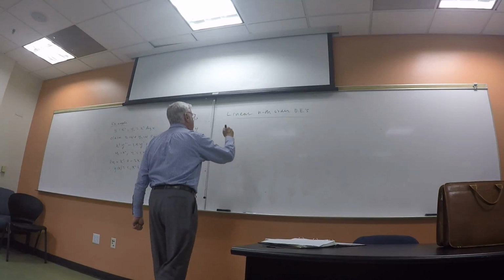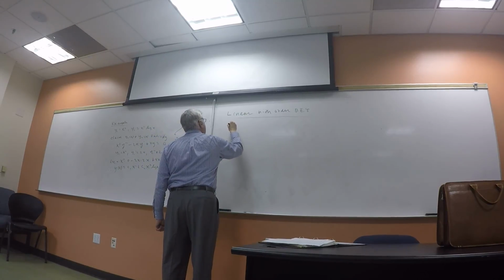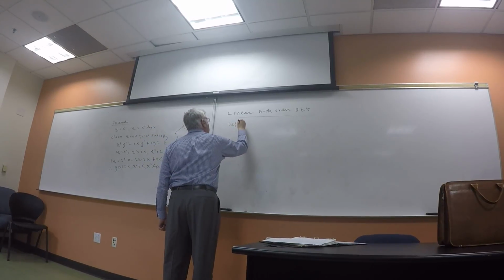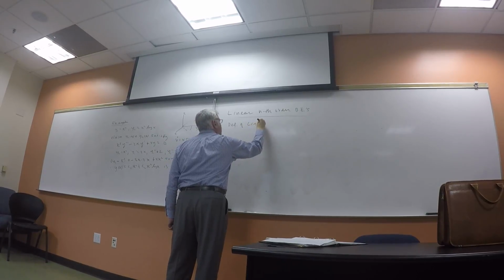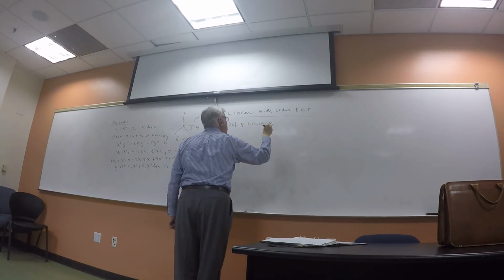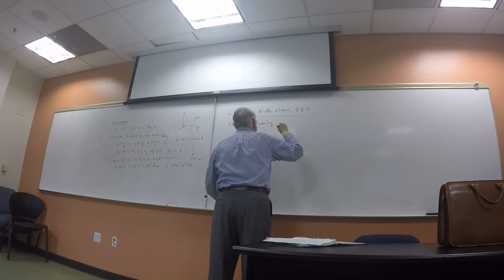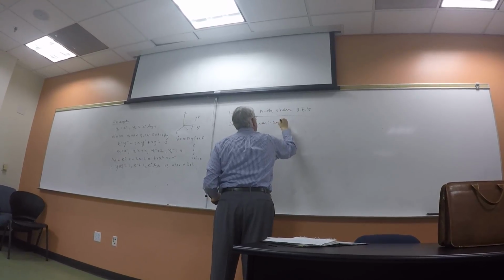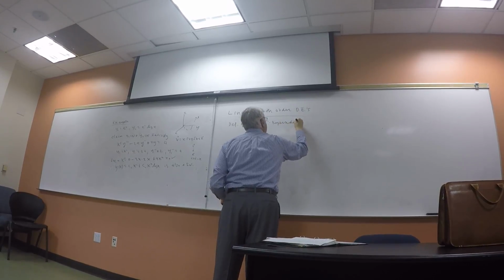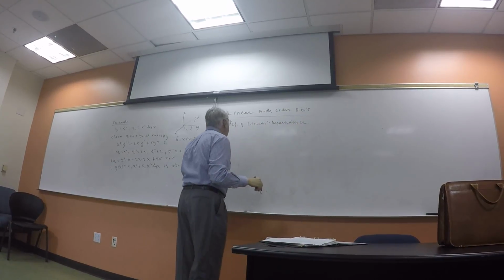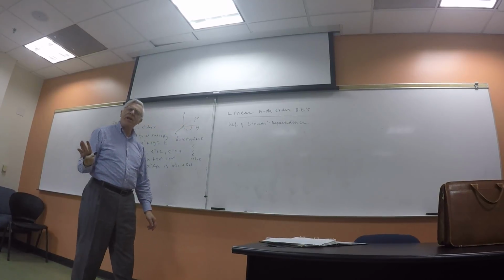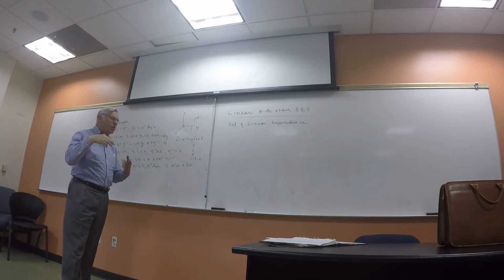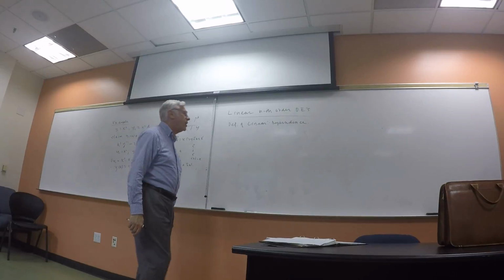So here's a definition. Definition of linear dependence, let's start with linearly dependent. It's going to be a little formal. It's going to look a little intimidating at first, but when we illustrate it, it's not really that complicated.